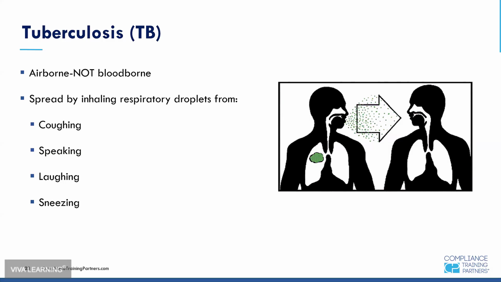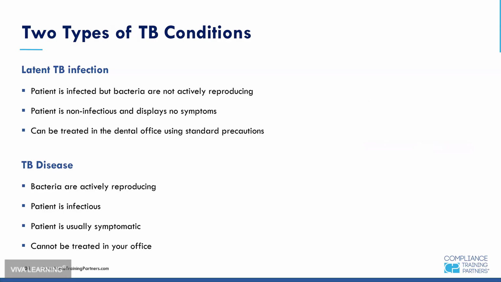First of all, TB, of course, is not bloodborne, it's airborne. It's spread from coughing or speaking, laughing, sneezing. So the concern is breathing in aerosols or droplets, which is how transmission occurs. And there are two types of what are called TB conditions, either latent TB or TB disease. Really the one we're most concerned with is, of course, TB disease. Latent TB, yes, the lungs do have the bacteria. They're not actively reproducing. Therefore, the patient's really not infectious. They don't display symptoms. They can actually be treated in the dental office. But what's a little scary is they will show a positive tuberculin skin test.